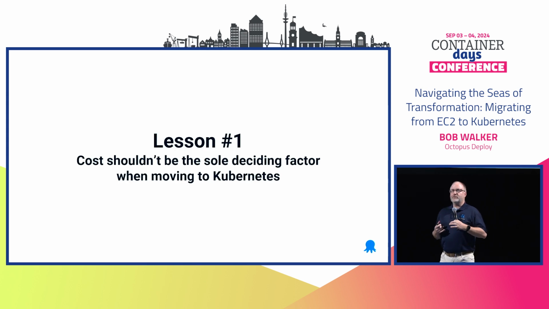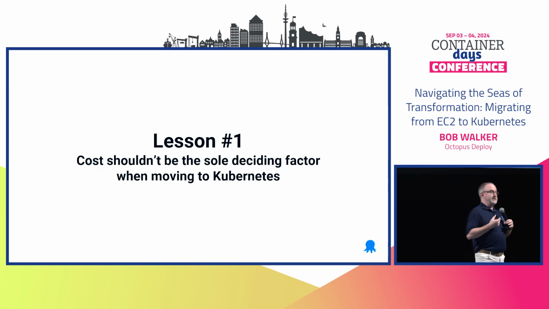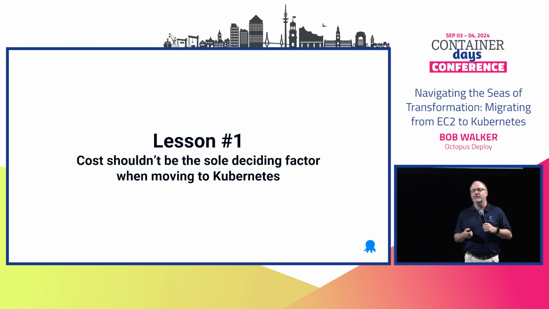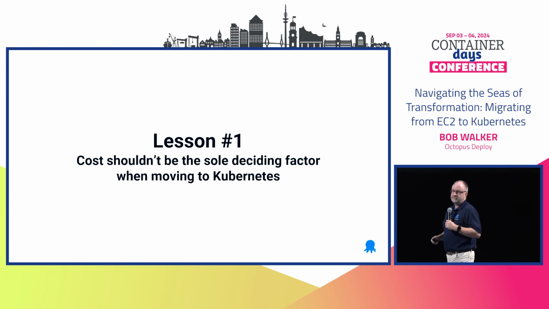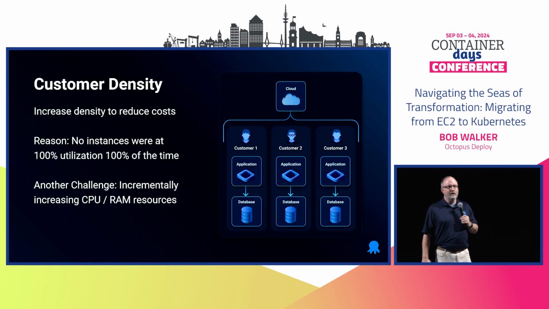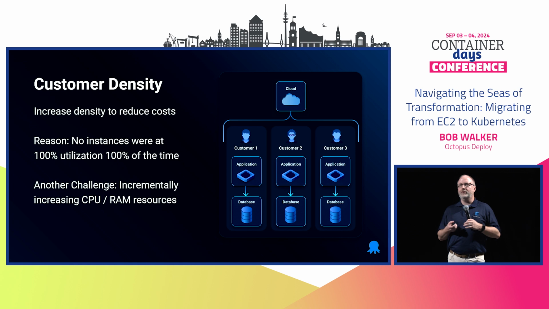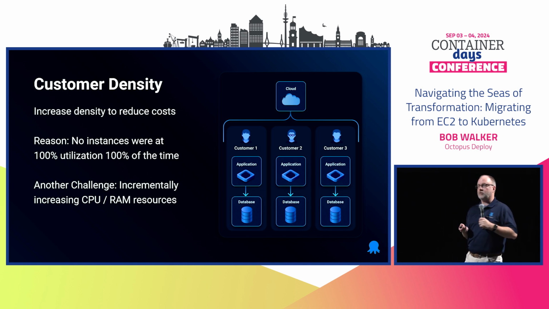So this brought us to our first lesson when it came to doing a digital transformation like this. Cost can be a deciding factor, but it shouldn't be the sole deciding factor. In fact, it was a driver for us. What we needed to do is we needed to reduce our costs. And the only way for us to reduce our costs was to increase customer density and improve our hardware efficiency.